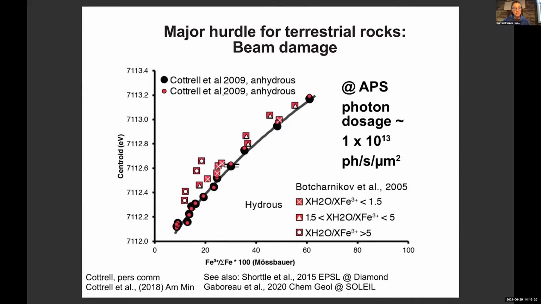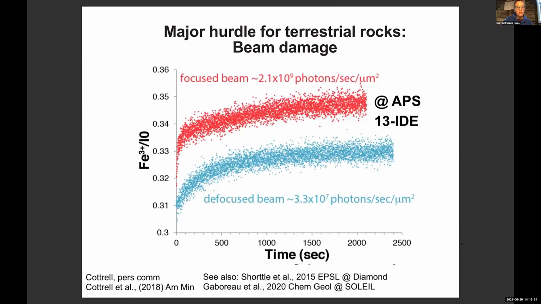And what you see is that the anhydrous glasses plot directly on those measured at NSLS. So that's great if the glass has no water in it. But any of the glasses that have water in them return higher centroids than was the case for NSLS. And this is kind of a tale of NSLS versus APS, which you can read about in this American Mineralogist paper in 2018. But you can also go to the work of Ollie Shortle to hear about this process at Diamond, and also this 2020 Chemical Geology paper to hear about it at SOLEIL. So this is a little bit of a universal phenomenon as we move forward in the 21st century.